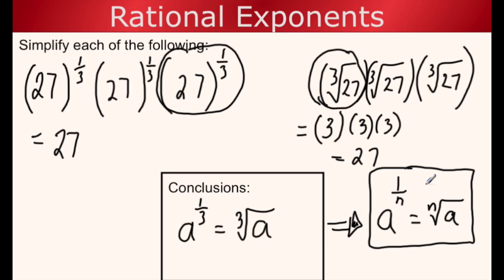This is how we're going to represent rational exponents. We call this the exponent form, and we call this the radical form, the radical for the root sign. Let's do some examples.